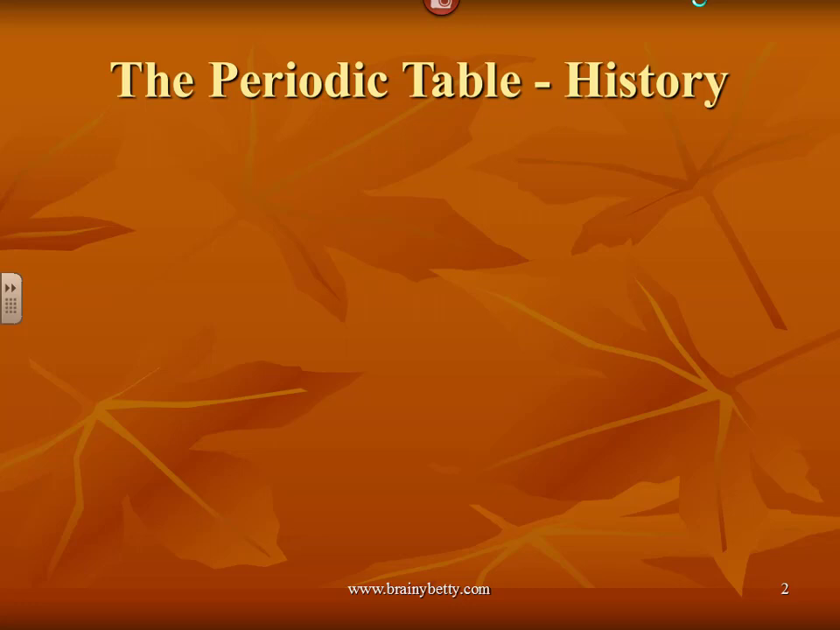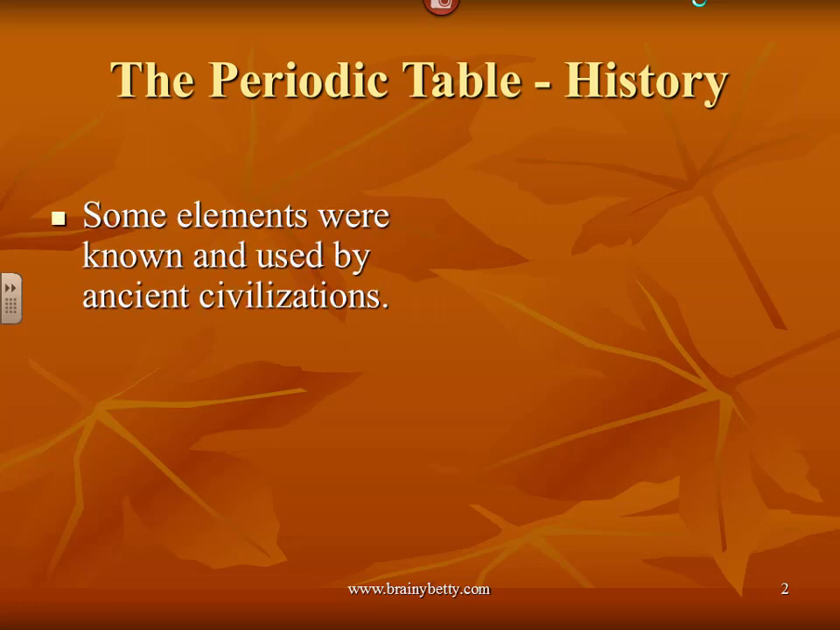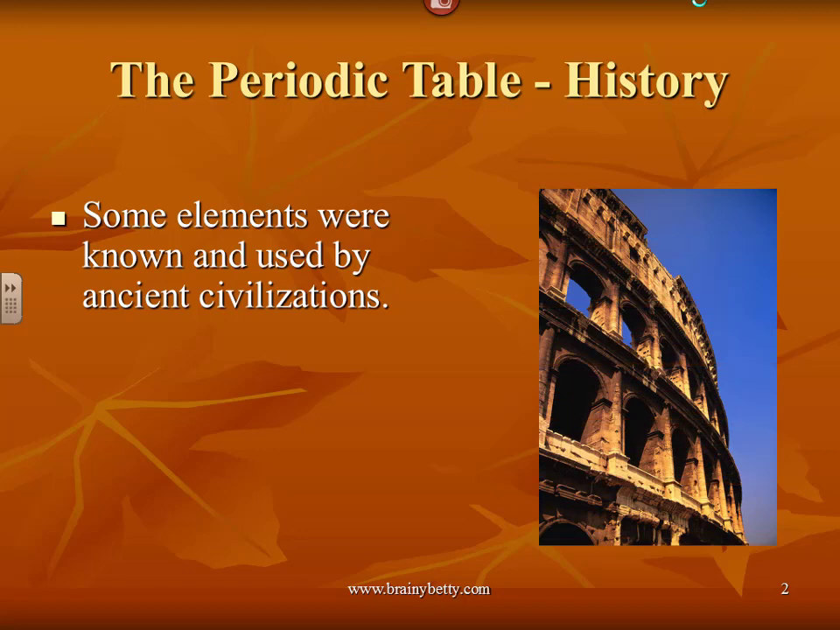There are some elements off the periodic table that have been known for a very long time. Some elements were known and used by ancient civilizations, including the Romans, further back than that, medieval times, further back than that. If you think about early human history, there are, I think, three time periods that have names like the Stone Age. Remember what the other two are? The Bronze Age and the Iron Age.